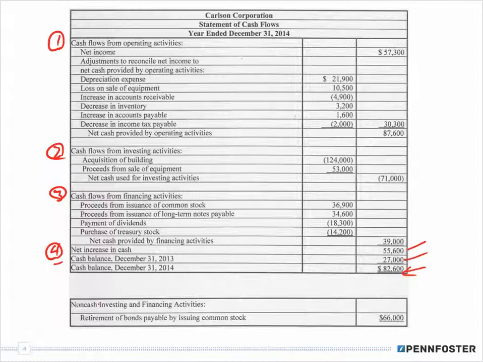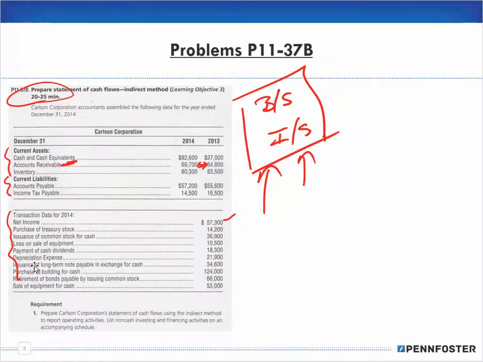Now, non-cash investing and financing activities: you had a retirement of a bond payable by issuing common stock for $66,000. So out of this information here, the retirement of a bond payable right there is a non-cash activity, all right? And you would put that in an accompanying schedule.